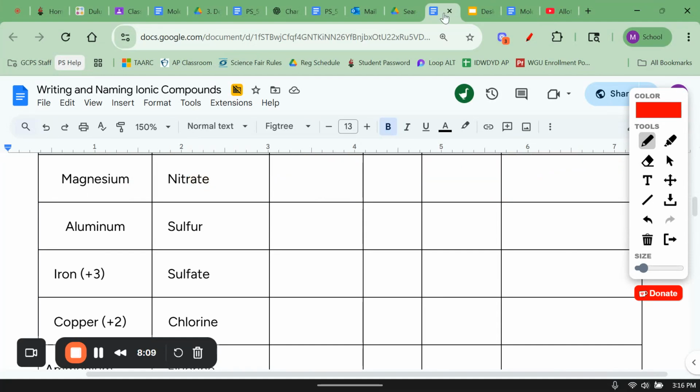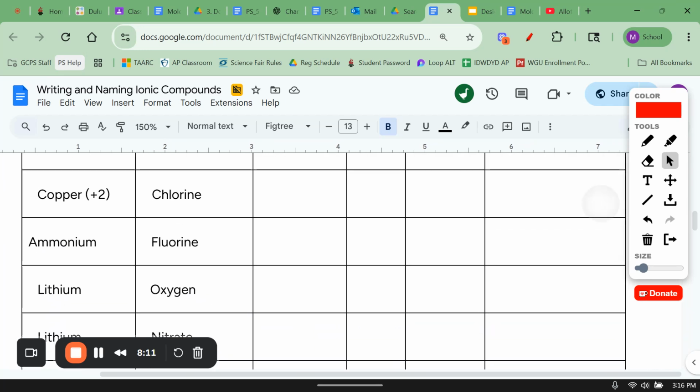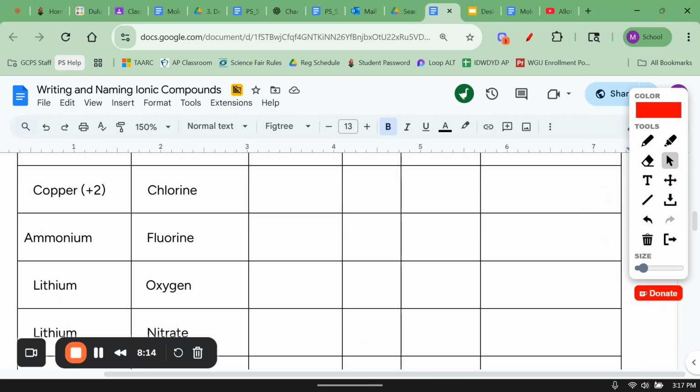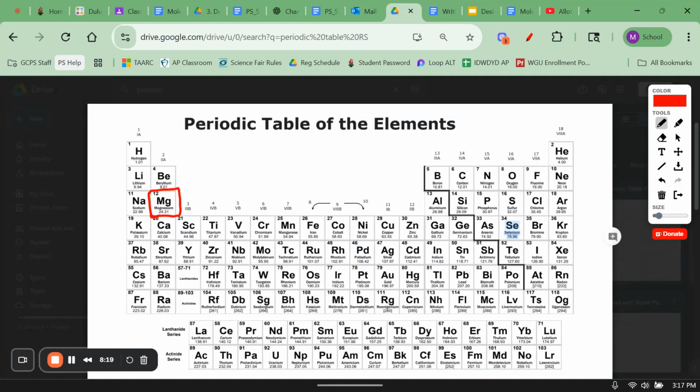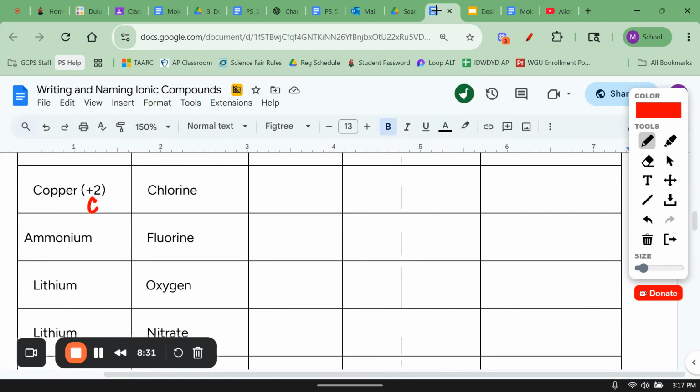Let's do another example together. Let's do copper 2 and chlorine. Again, we're going to start by looking up the symbol for copper on the periodic table. What I notice about copper is that its symbol is Cu and that it is located in the transition metal family. So that means that the +2 that is with copper 2 must be its ionic charge. Remember, if it's a transition metal, it can have multiple charges. So the one that we're currently working with is just the +2.